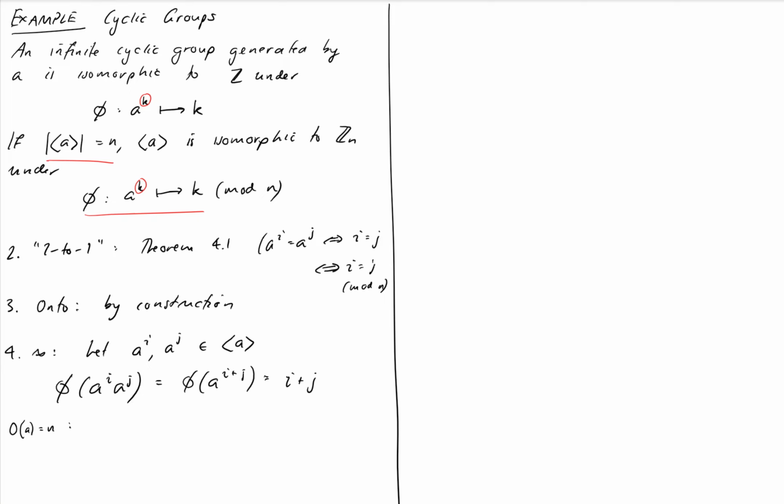And in the order n case, same kind of thing applies. Again, I'll just have the same kind of i and j. Phi of a to the i, a to the j is equal to phi of a to the i plus j, which equals i plus j mod n. And these are just the group operation in the integers here and in Zn here, respectively.